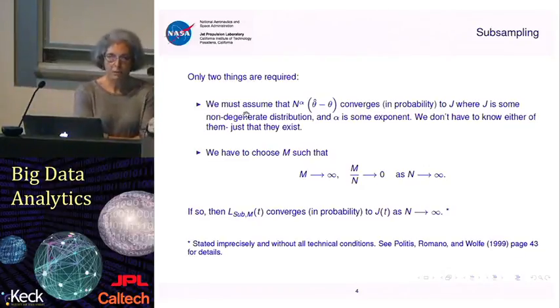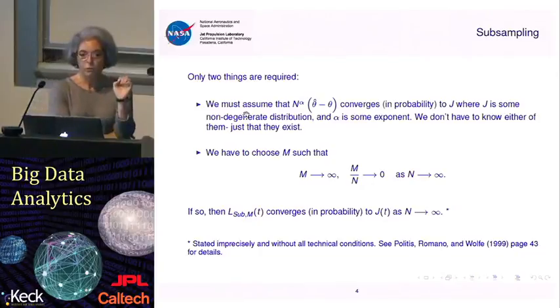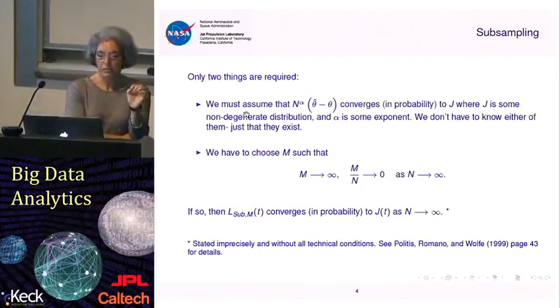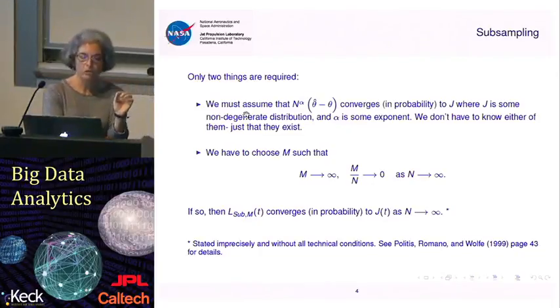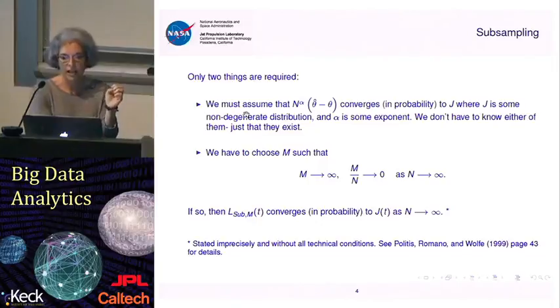As with the M out of n bootstrap, we have to choose the subsample size m, and it has to be like with the M out of n bootstrap. M has to be big, but not too big relative to n. And if this is true, you can prove that the subsampling distribution function converges in probability to the true distribution function as n goes to infinity.